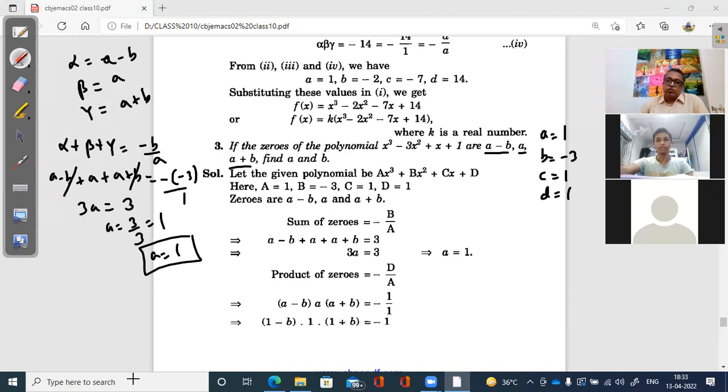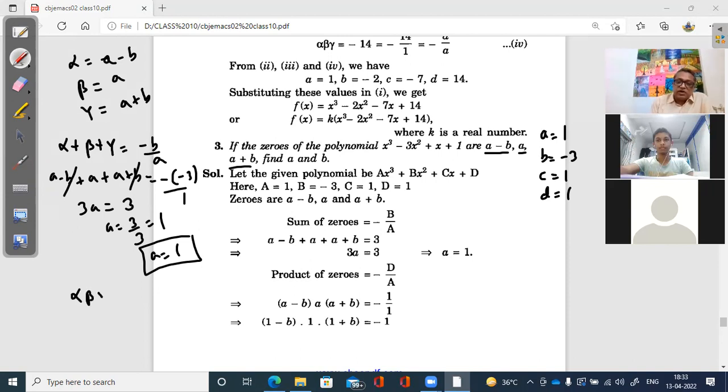Second formula we will avoid because it is a bit long. Alpha beta plus beta gamma plus gamma alpha is C by A. We try to avoid it because it's a longer one, and we need not do that because there is no verification here. Verification we have to do 3 times. But here the question is find A, B. So we will avoid that and we'll go to the third formula.